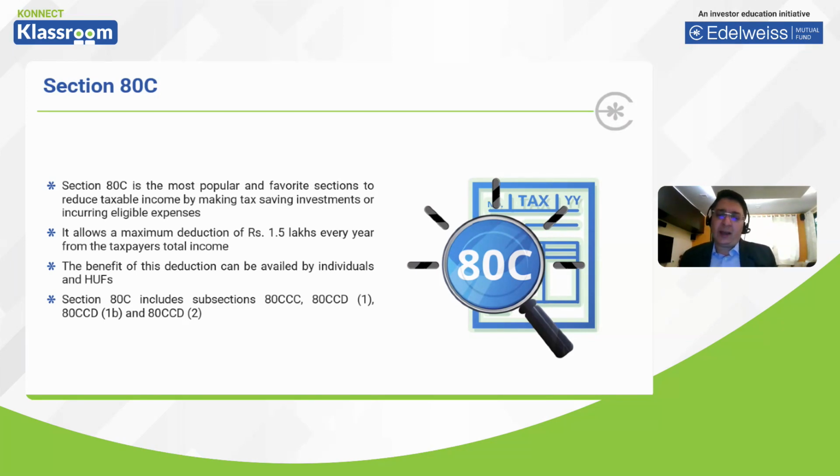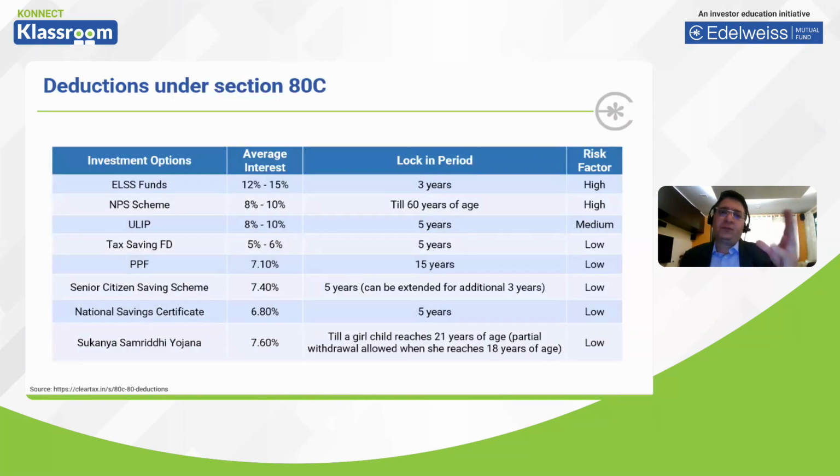So what I'm going to do next is share with you some of the more popular examples in this sheet and give you a perspective around all of these. As we can see, I've picked up a few schemes which are very popular. So there's ELSS, NPS, ULIPs, tax saving FDs. Then there's PPF, senior citizen schemes, national savings certificates, and Sukanya Samriddhi Yojana.